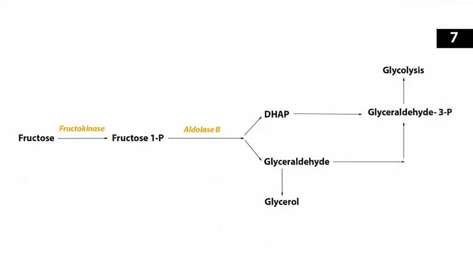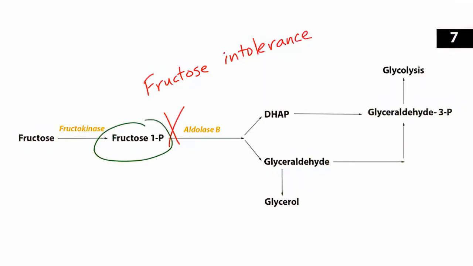Another disorder of fructose metabolism is fructose intolerance, which is due to a deficiency of aldolase B. So with aldolase B deficiency, you're going to have an accumulation of fructose 1-phosphate, and you're essentially using up a lot of the phosphates because they're all stuck to fructose. So you're phosphorylating fructose, but then you can't do anything else with it. So you can't take that phosphate off. So that's why this is problematic.